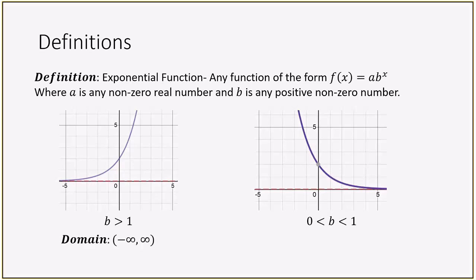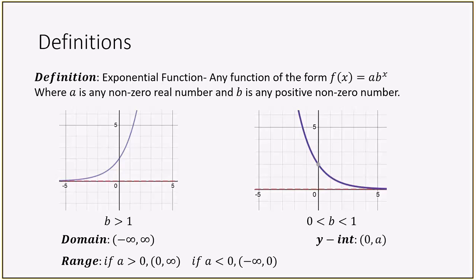Some additional facts about these graphs: the domain of any exponential is negative infinity to infinity. The range, and this is before any transformation, so this is the base case parent function, if you will. If a is greater than 0, it's 0 to infinity, which is what's happening in both of these graphs. If a is less than 0, it's one of these graphs being flipped, so it's negative infinity up to 0.